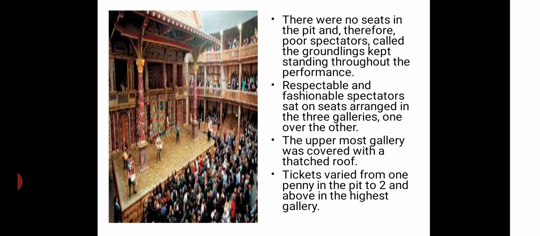There were no seats in the pit, and therefore the poor spectators, called the groundlings, had to stand throughout the performance, till the end of the play. But the respectable and more fashionable spectators sat in their arranged seats. The uppermost gallery was covered with a thatched roof, and tickets varied: the groundlings, the poor spectators, had to pay 2 pennies, and for the highest gallery they paid either 6 or 8 pennies.